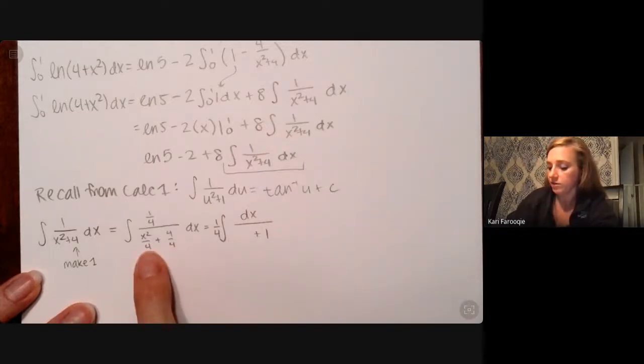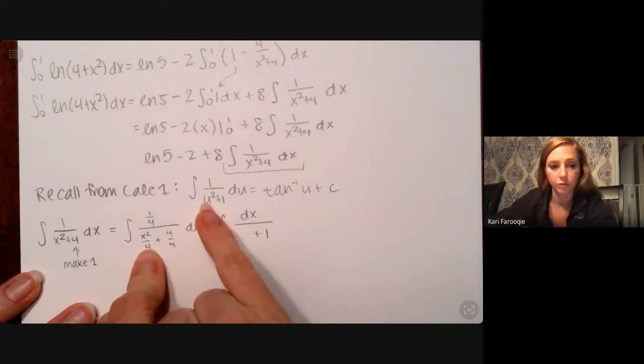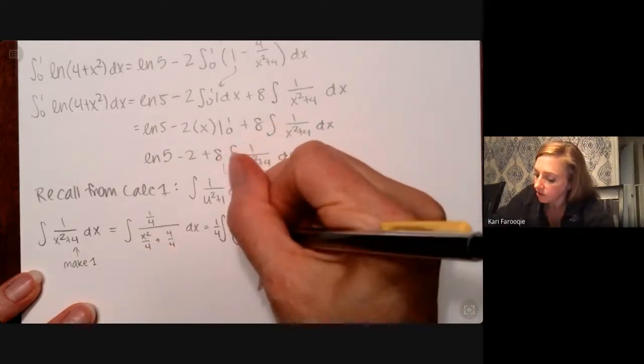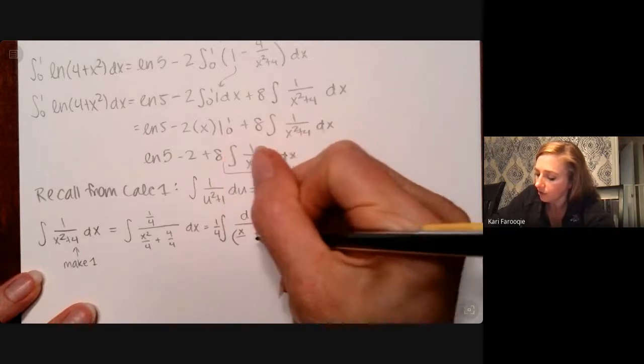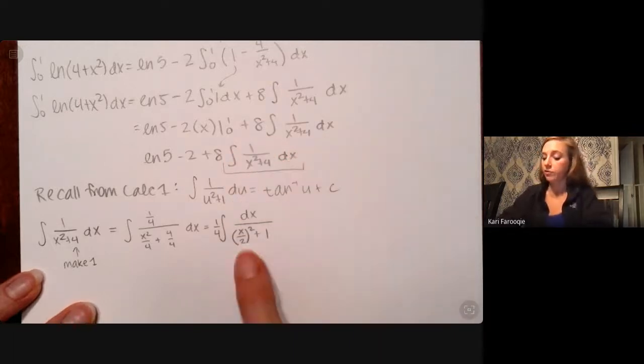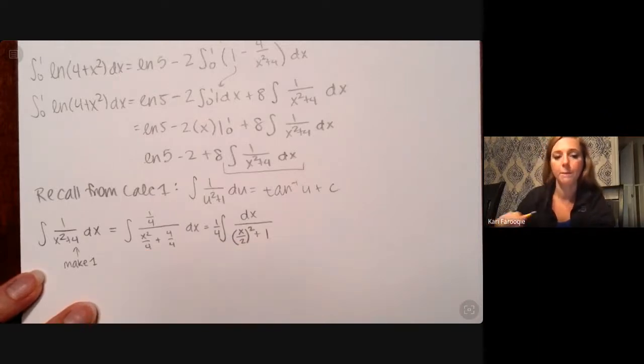And then I need to write this as a quantity squared. I have x squared over 4, but I want this to be in the form of u squared. So I need that whole quantity to be squared. Right now, only the x is being squared, not the 4. So you're going to rewrite this as, well, the square root of x squared is x, and the square root of 4 is 2, quantity squared. So now if you take x over 2 and multiply it by itself, you get x squared over 4. Now you're in the form that you need to do a u substitution.